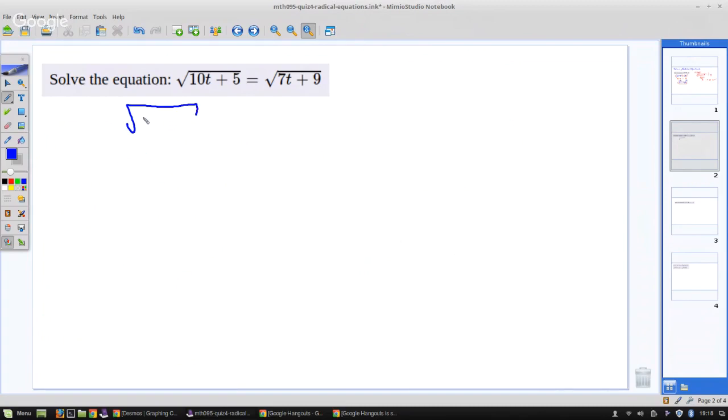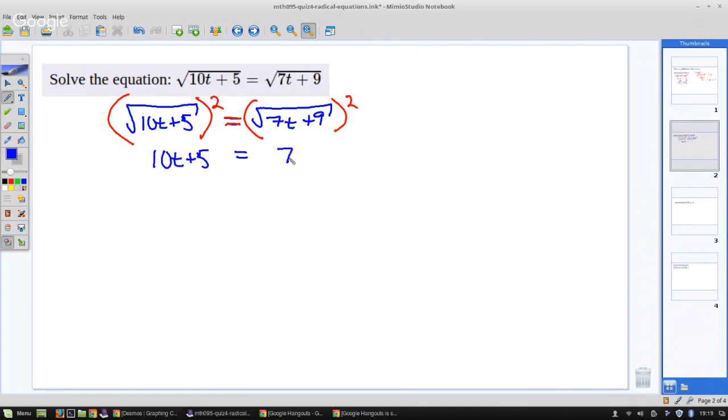So rewrite this. 10t plus 5 in the square root is supposed to equal 7t plus 9 in the square root. So just like before, I want to square this side, and to keep things balanced, equal, I have to do the same thing to the other side. And if I square a root, they cancel. So that means on the left I have 10t plus 5, and on the right I have 7t plus 9. And so now I just have a linear equation here I can solve.